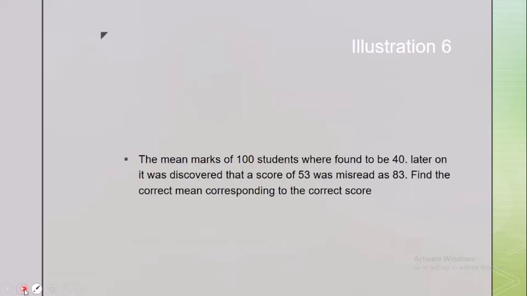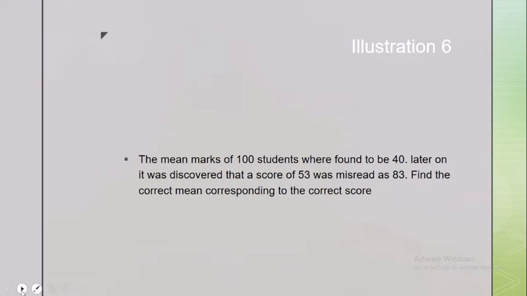Now let's move on to an example and find out how to encounter this problem. In this question you are given that the mean marks of 100 students are found out to be 40, and later on it was discovered that the score of 53 was misread as 83. 53 is the correct score, and the invigilator has misread it as 83, and entered 83 instead of 53. Now you have to find out the correct mean corresponding to the correct score.